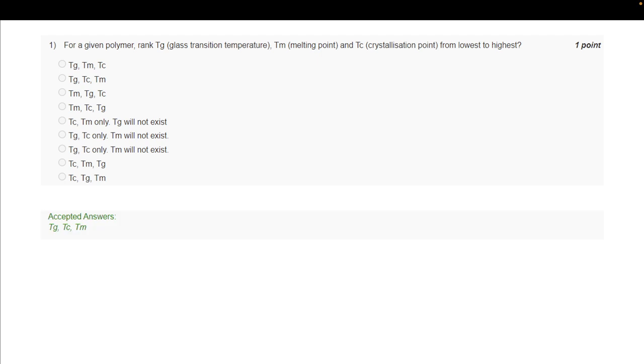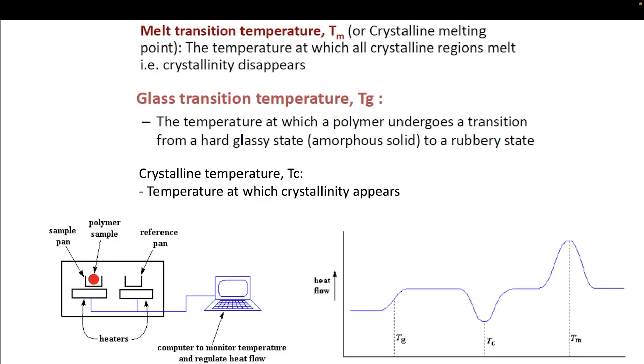Yeah, you were right. The correct sequence is TG, TC, and TM. So what all of this means, first of all, is TG is your glass transition temperature. It is the temperature at which a polymer will undergo a transition from your hard glassy state to a rubbery state. Tc is the temperature at which crystallinity appears, and Tm is the temperature at which all the crystalline regions will melt. That is, your crystallinity will disappear.